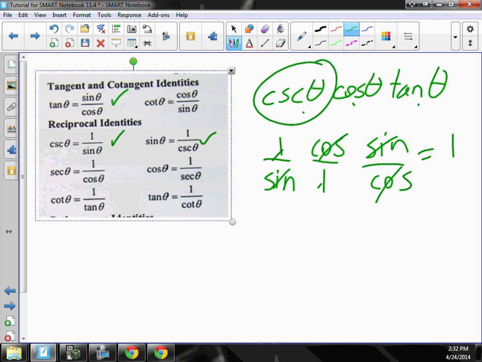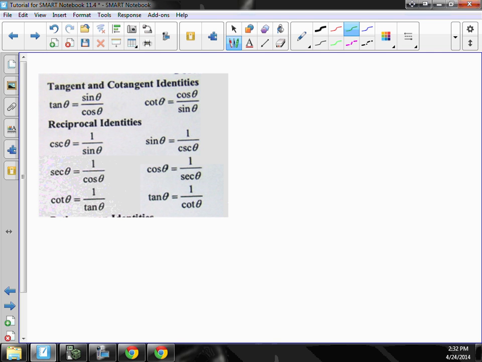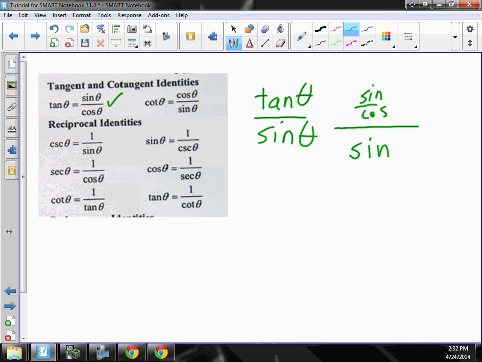Okay, here's another one. What about tangent of theta over the sine of theta? I recommend that you convert everything to sines and cosines. So I'll use this formula to convert the tangent. Sine over cosine over sine. And there's a difference between little divides and big divides. The big divide divides the whole little divide. Sometimes that happens. Okay, well, can we make that easier?